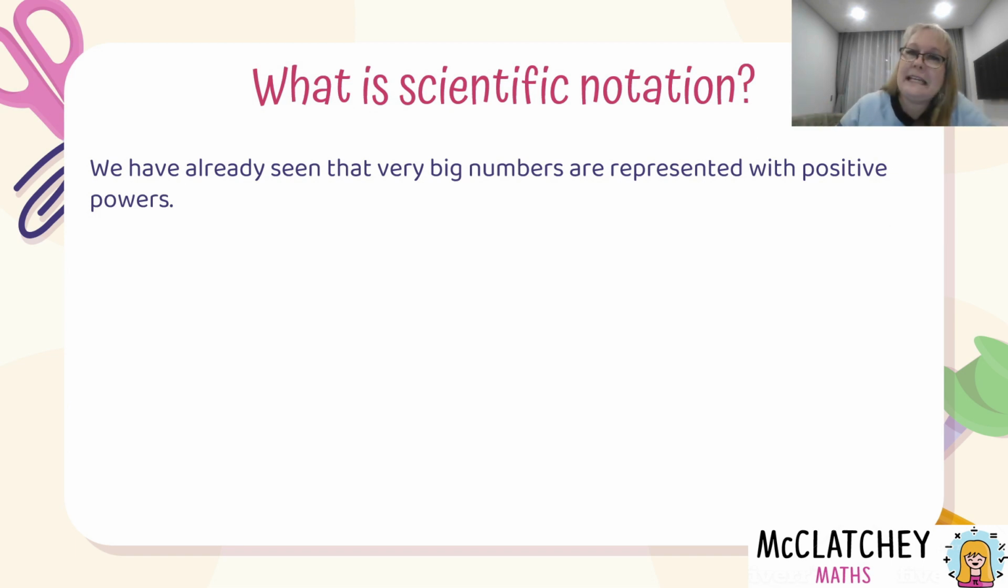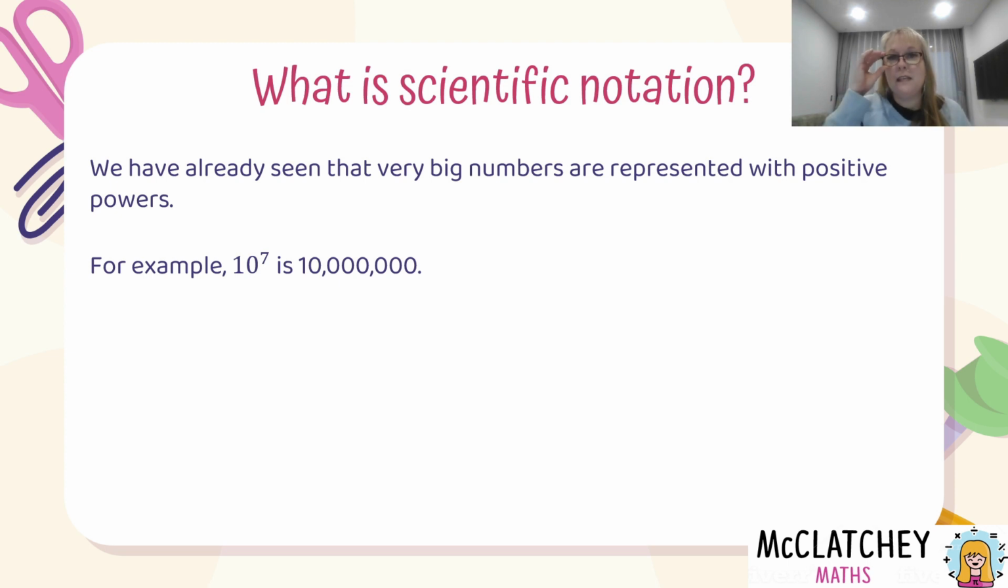Well, we've already seen in our previous videos that we can use positive powers to represent some very big numbers. For example, 10 to the power of 7 is actually the number 10 million. That's a 1 with 7 zeros afterwards. Now, writing 10 to the power of 7 is a much neater way of writing that. So that's a way we can represent very big numbers.